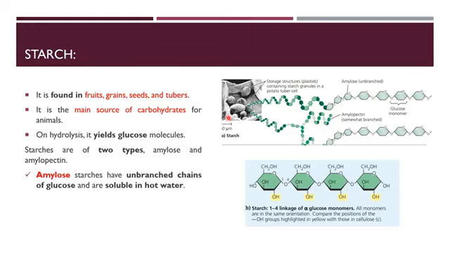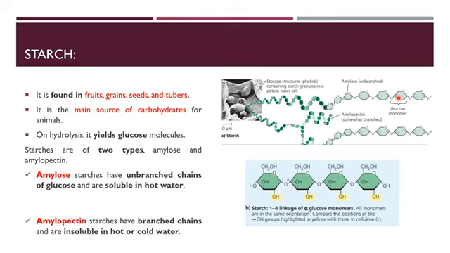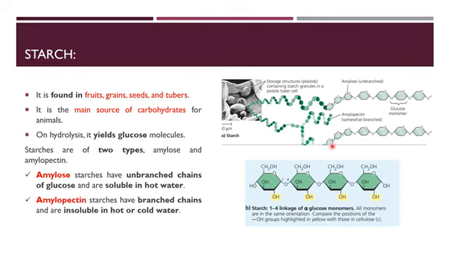The first is amylose. Amylose is an unbranched chain, as you can see here, and that's why it is easily soluble in hot water. But the second type is amylopectin. You can see here, amylopectin is somewhat branched, so that's why it is insoluble in hot or cold water.